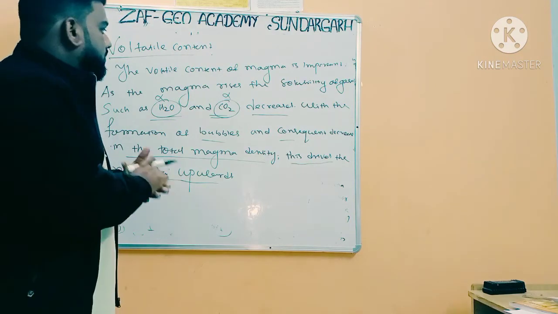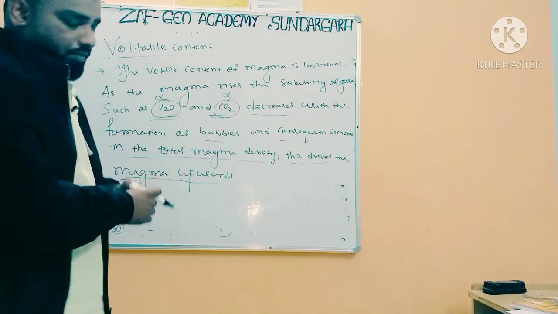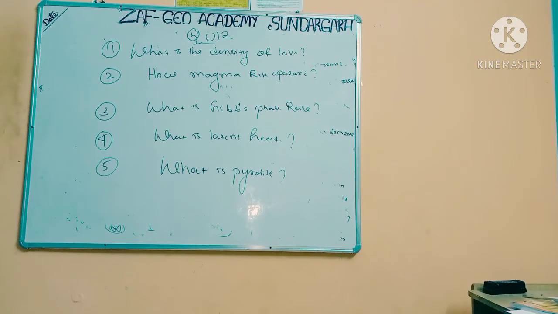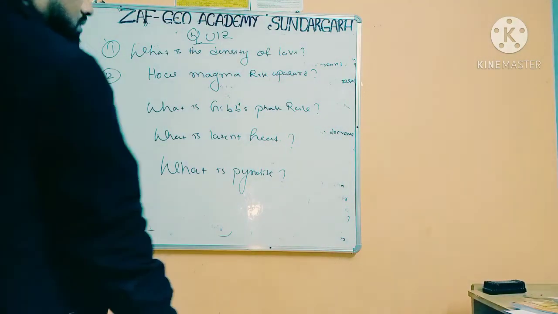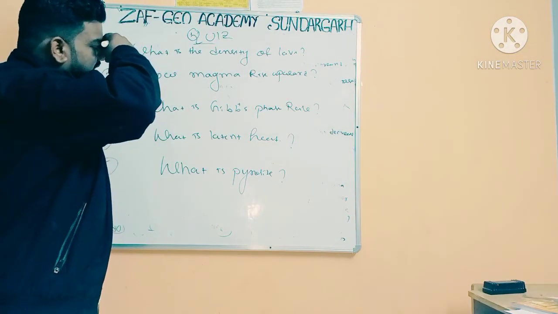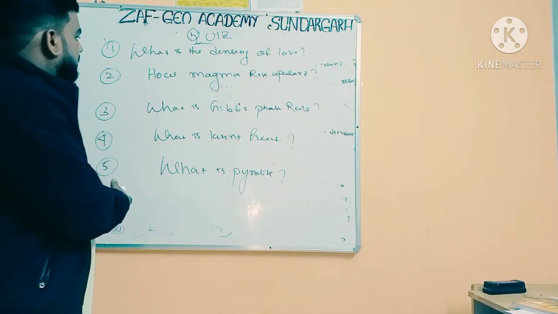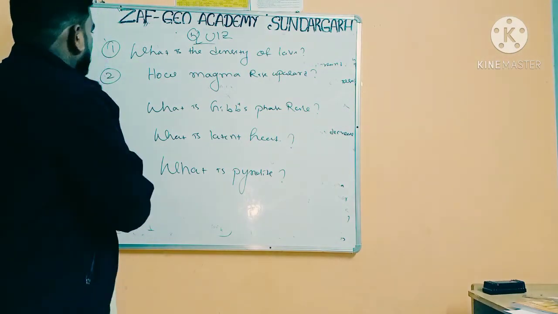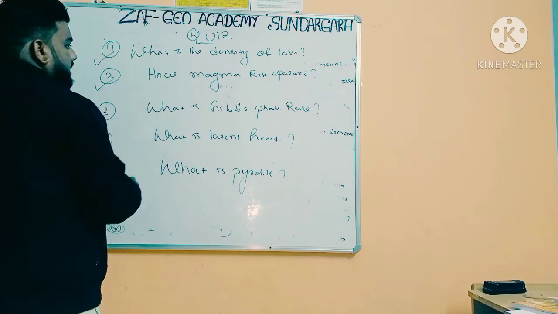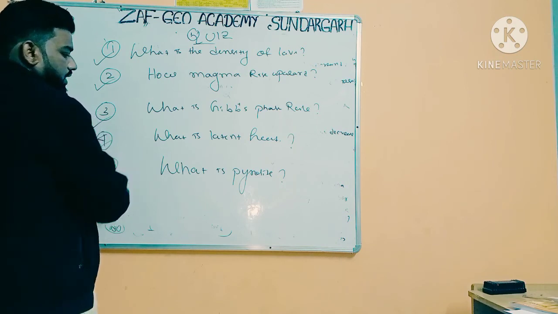Now I am giving you a quiz, five important questions that will be helpful for you. Note down these important questions, and you can also send me the answers in my Telegram channel. I will check them. The first question is, what is the density of lava? Second, how does magma rise upward? Third, what is the Gibbs phase rule? Fourth, what is latent heat? And fifth, what is pyrolite?